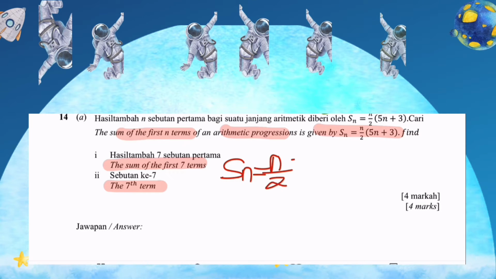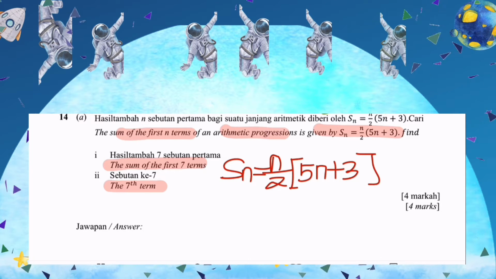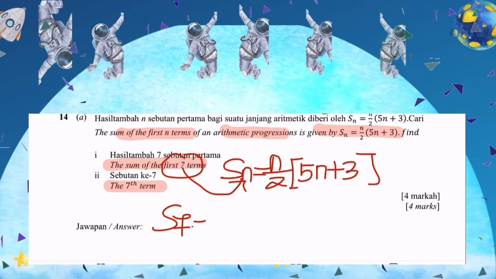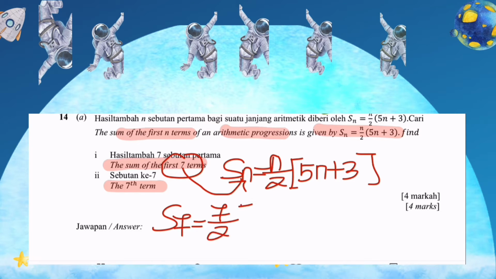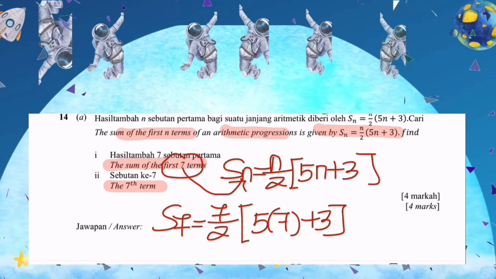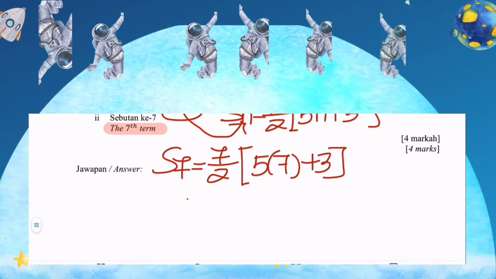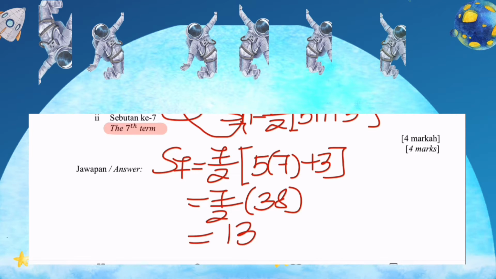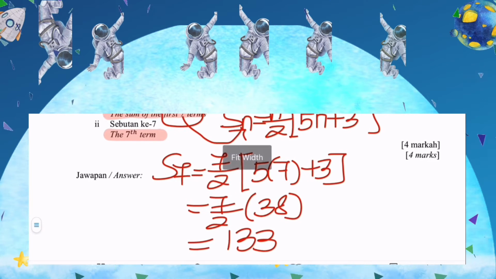So let's copy down the formula. Sn is equal to n over 2 bracket 5n plus 3. This is the formula for the sum of the first n terms, so we can just substitute 7. S7 is equal to 7 over 2, and then 5 times 7 plus 3. We simplify and get 7 over 2 times 38. So the answer is 133.